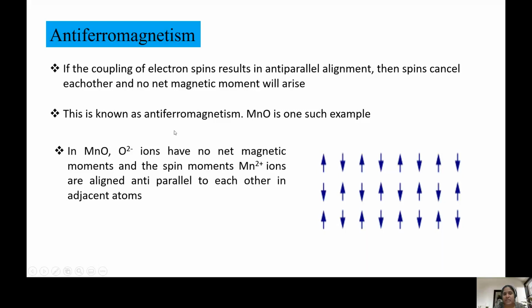This is known as antiferromagnetism, which is observed in MnO, manganese oxide. In manganese oxide, O2- ions have no net magnetic moments, and the spin moments of Mn2+ ions are aligned antiparallel to each other in adjacent atoms. So in oxygen atoms we don't get magnetic moments, but Mn2+ ions are aligned antiparallel to each other in adjacent atoms. So this is about antiferromagnetism.